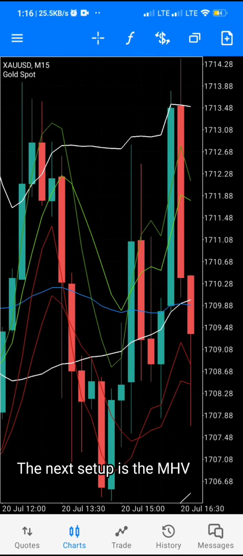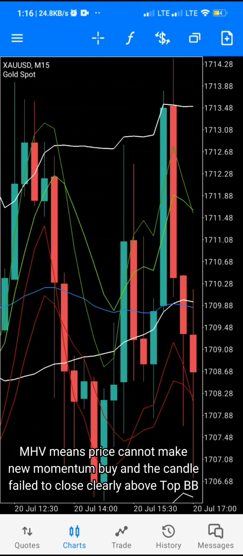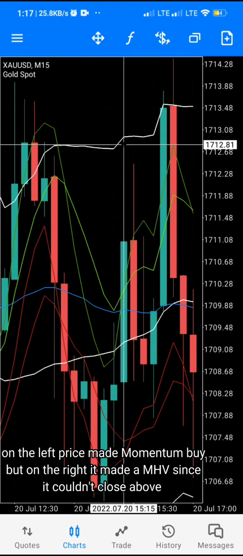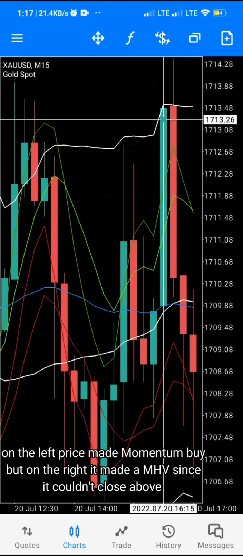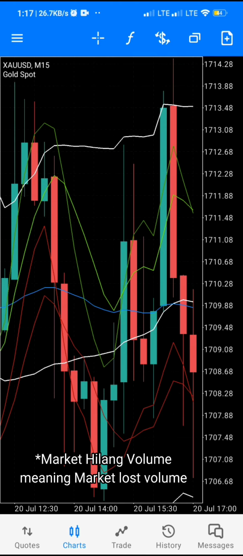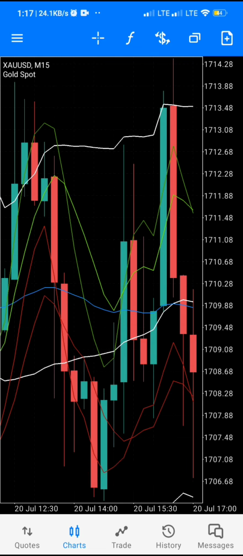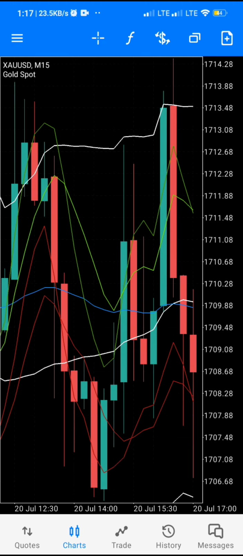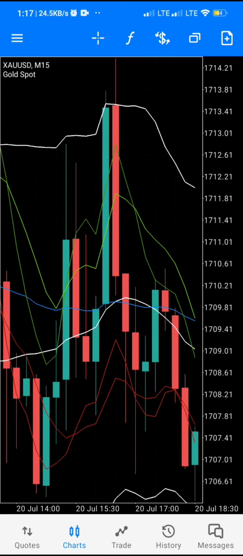Okay, so the next setup is known as the MHV. When price comes back up to the top Bollinger Band and fails to close above, so you see how on the left it clearly closed above, but on the right price is struggling. So this is known as the MHV, or in Malay terms it's the market hilang volume. I can't stress enough the word close. It should close above, and in this situation price didn't really close above.